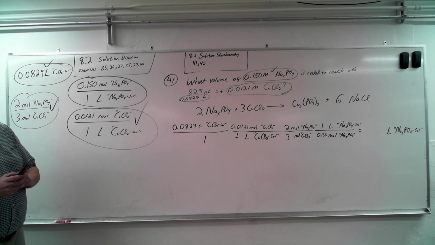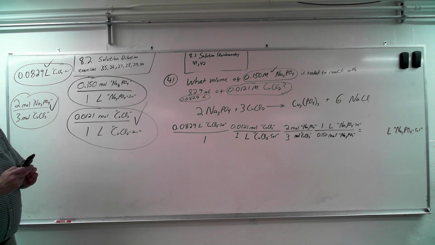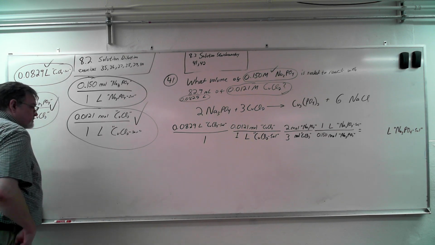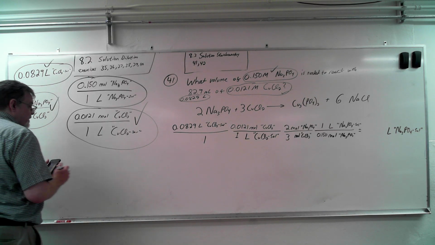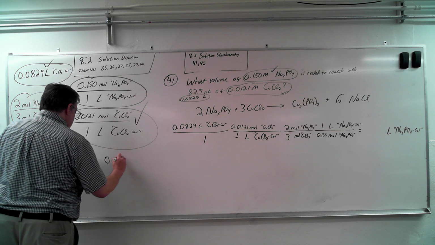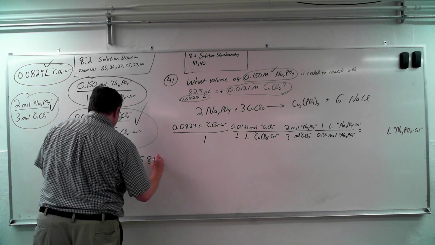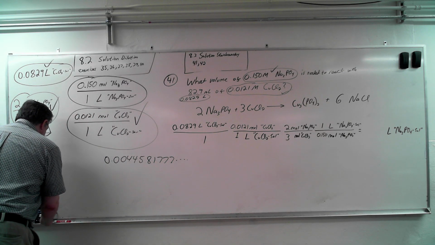All right, and then the final step, good old calculator: 0.0829 times 0.0129 times 2 divided by 3 divided by 0.150. My calculator says 0.00445 81777 blah blah blah.